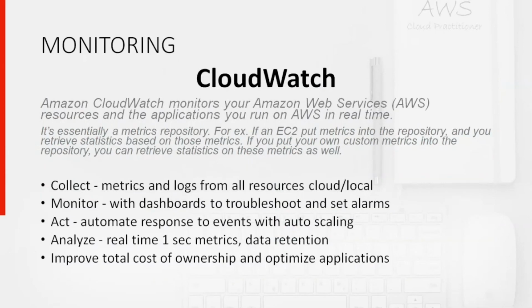Monitoring. CloudWatch. Amazon CloudWatch monitors your Amazon Web Services, AWS resources, and the applications you run on AWS in real time. It's essentially a metrics repository. For example, if an EC2 instance puts metrics into the repository, you retrieve statistics based on those metrics. If you put your own custom metrics in the repository, you can retrieve statistics on these metrics as well.